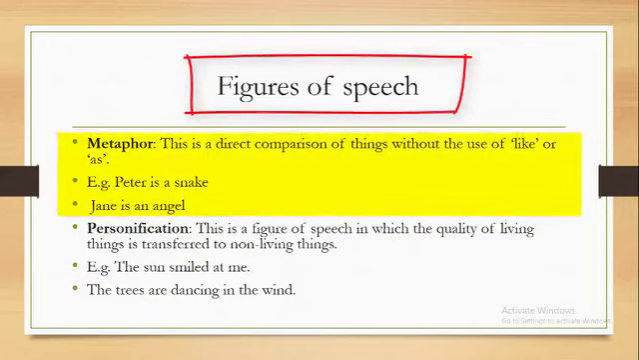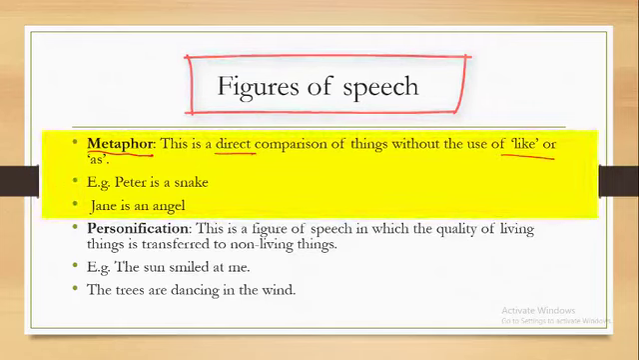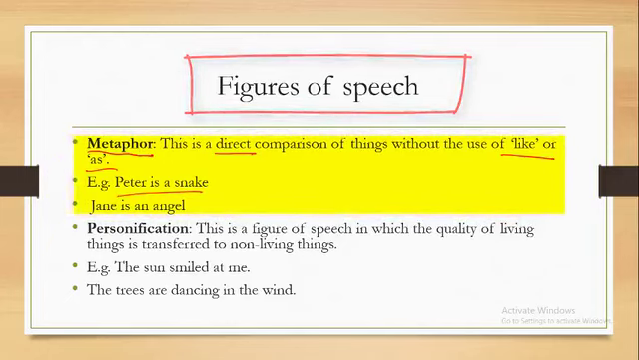Now under the metaphor, we have another literary device that compares, but this time around it is not indirect as in the case of the simile. It's a direct comparison and we do not use like or as. So we simply say Peter is a snake. So when you see somebody's cunningness and the person is like a snake, just call the person directly a snake. That's metaphorical. Alright, Jane is an angel.